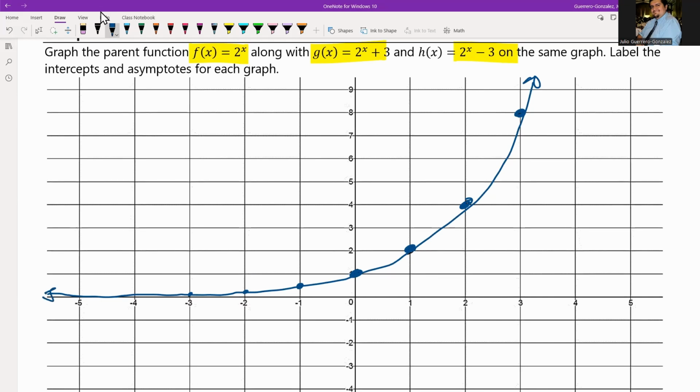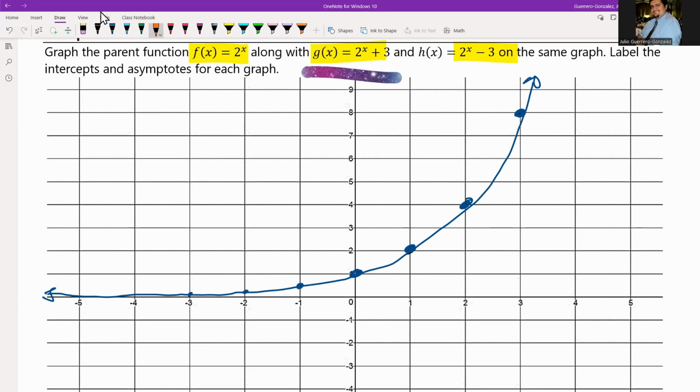All right. So now, this is where you guys will see that we've already learned all this. Let's start with this one right here. Hopefully you guys remember what that +3 does. If it's away from the x, that is a vertical shift, up and down. So that's what this is.